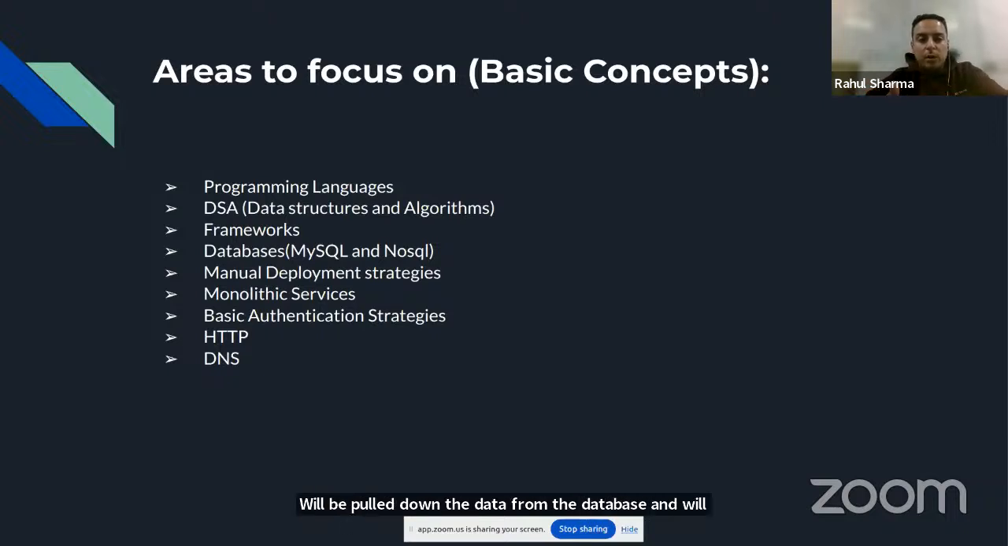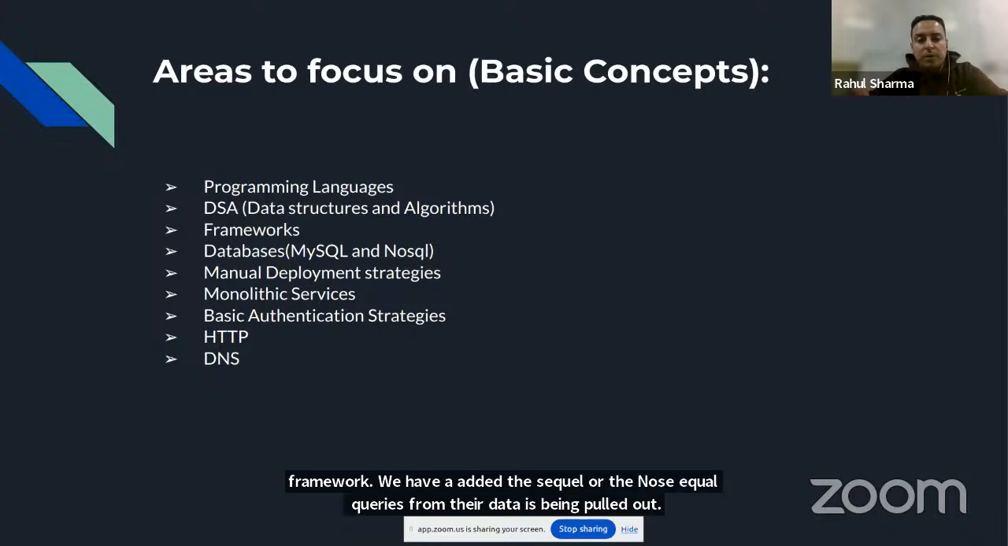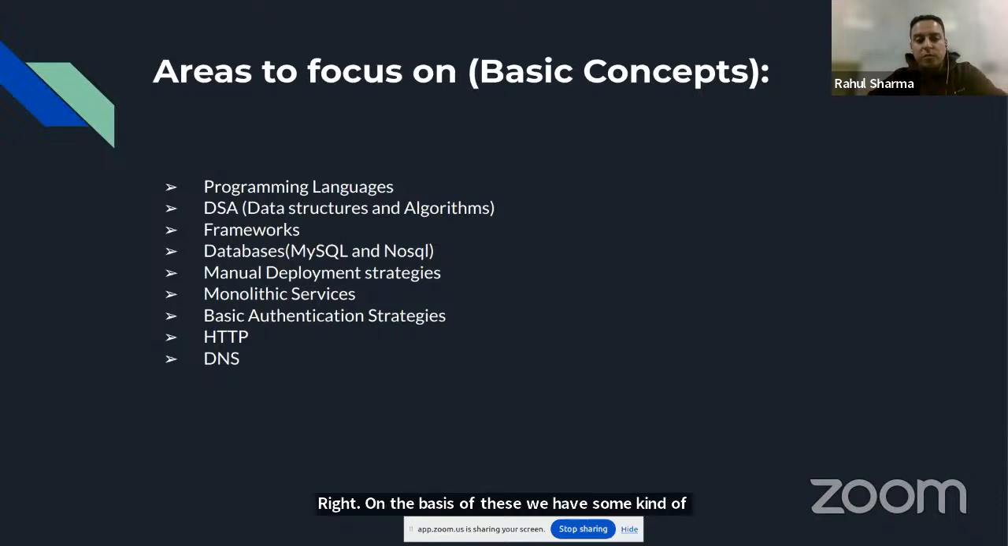Then it comes to the manual deployment strategy. Once the code is written, the algorithms are made up, and on the basis of those algorithms we have written down the code. We have fitted everything according to the framework. We have added the SQL or NoSQL queries from which data is pulled out, right? On the basis of these, we need some kind of deployment strategies to deploy our whole code, so that whenever a request comes in, we point the request to our application, or the process which is running, and serve the data from there.